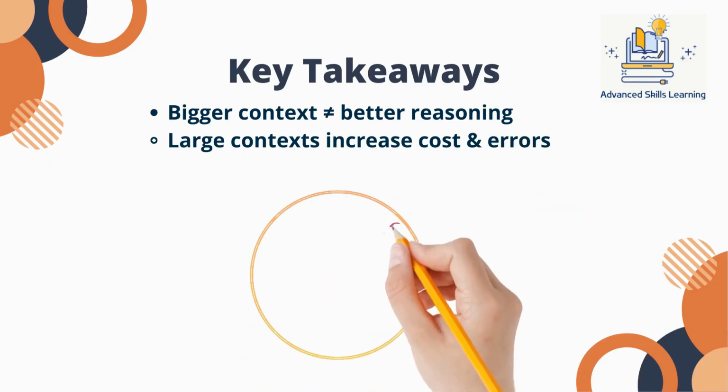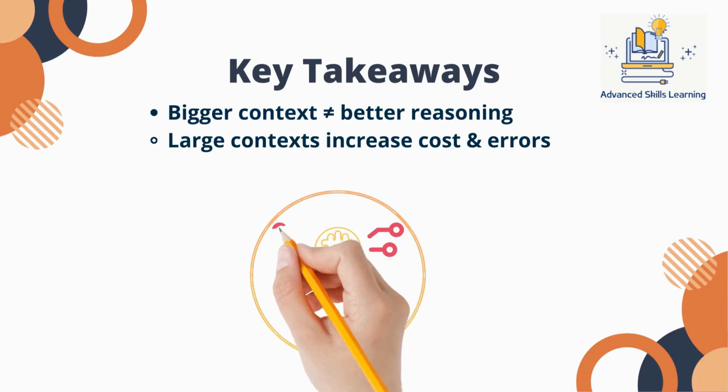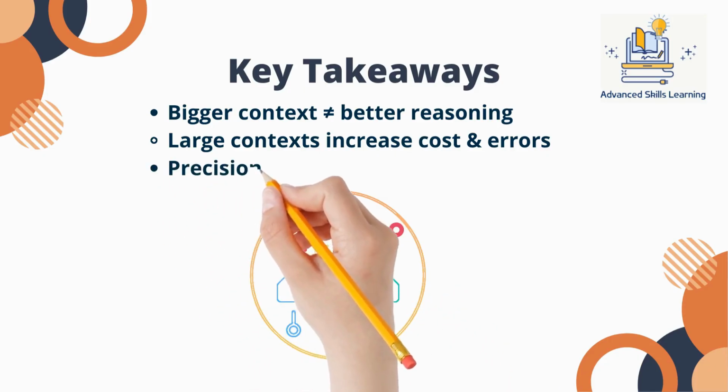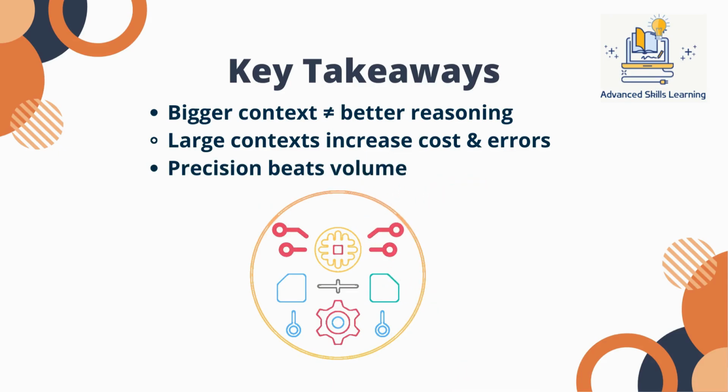The most reliable Gen AI systems are not the ones with the biggest context windows. They are the ones that control context carefully, retrieve intelligently, and feed the model exactly what it needs, no more and no less.